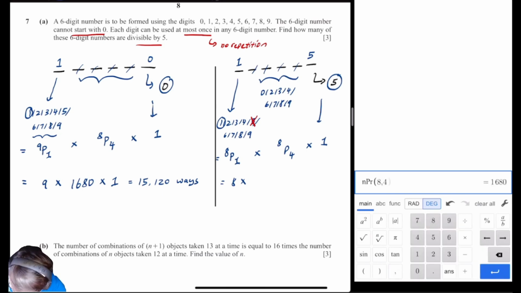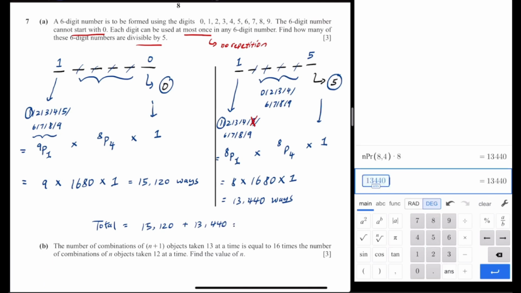Okay, so 1680. Oh, and then multiply by 1. So we'll end up with multiply. Oopsie. Okay, this decimal is so hard to use. Times 8. 13,440 ways. So the total ways will be, just add up the numbers. So you'll get answer plus 15120.